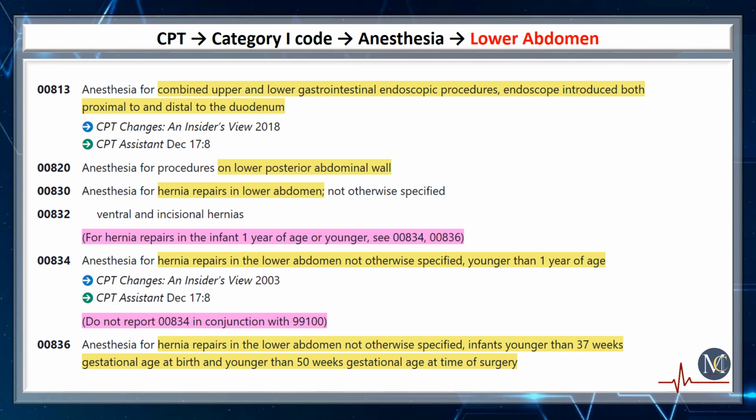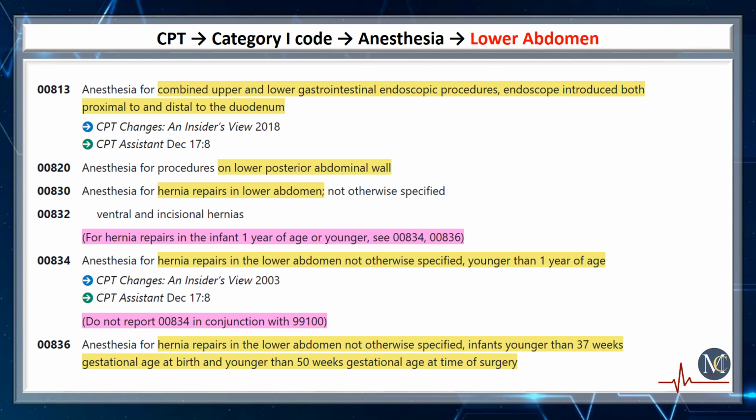Next code is 00813 anesthesia for combined upper and lower gastrointestinal endoscopic procedures. Endoscope introduced both proximal to and distal to the duodenum. The anesthesia provider performs anesthesia services for a patient undergoing both upper and lower gastrointestinal endoscopy, where the surgical provider introduces an endoscope into the intestine above and below the duodenum, the part of the intestine just next to the stomach.